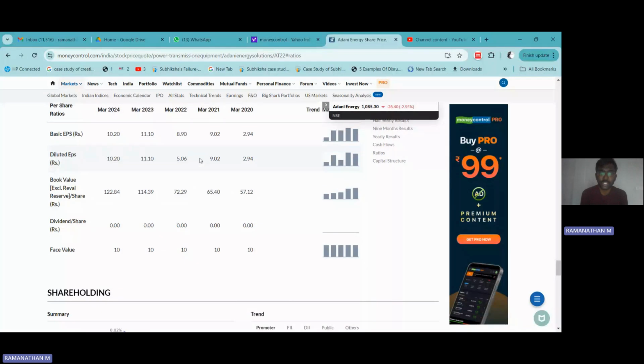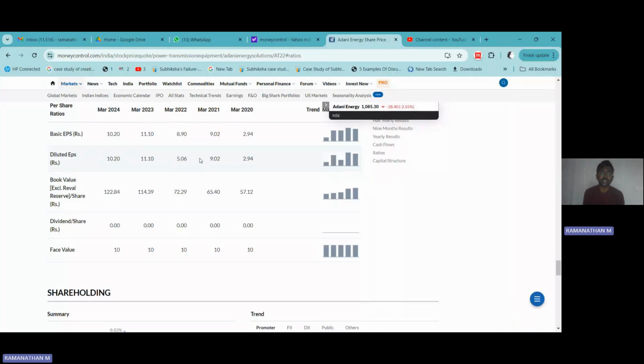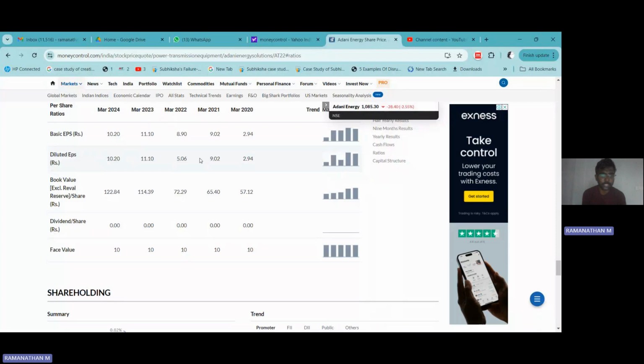If I am holding a share, how much am I going to get out of it? It speaks about earnings per share. If you take earnings per share, March 2022 is 21.9, March 2022 is 8.9, March 2023 is 11, and March 2024 is 10.2. Basic EPS and diluted EPS will be similar, without much difference. If you hold a share for a year, how much you earn per share is known as earnings per share.